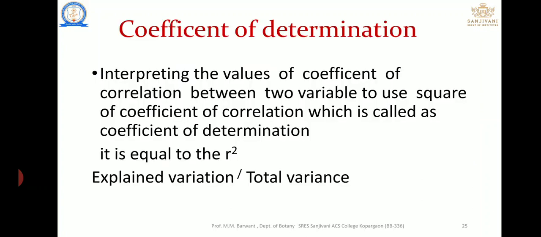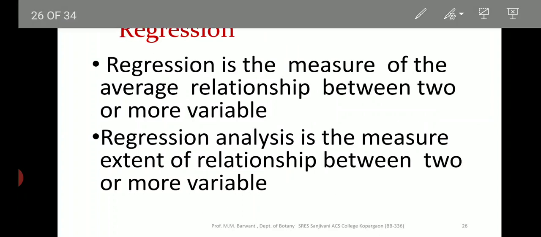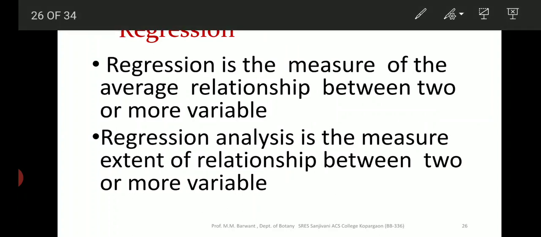Coefficient of determination: interpreting the value of the coefficient of correlation between two variables, we use the square of the coefficient of correlation, which is called the coefficient of determination, that is r square. It explains the variation as a proportion of the total variance. The next concept, regression, we are going to see in the next lecture. Thank you.